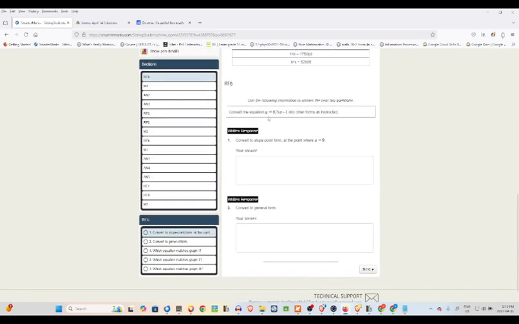So here, we want to convert the equation y equals 8 over 5x minus 1 into other forms. So one is slope point form at the point where x equals 9. Well, we're going to need the y for that as well.